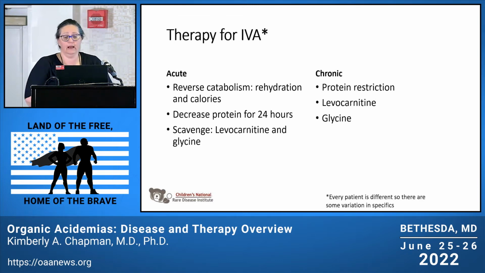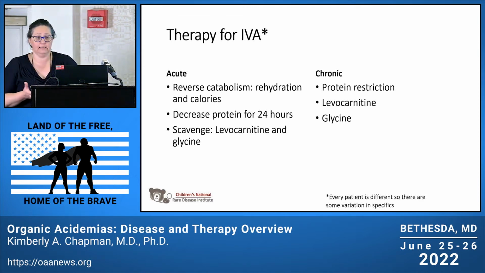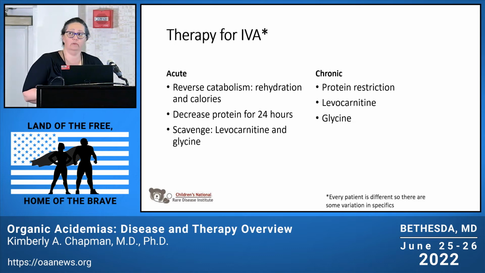And then you're going to add levocarnitine and glycine to scavenge. You also want to make sure you don't become glycine deficient or levocarnitine deficient, because if that's your scavenger, and those are things within your system, and you're pulling it out all the time to pee out the extra isovaleric acid, you can in fact become deficient.